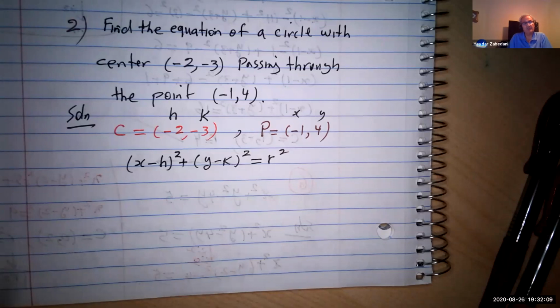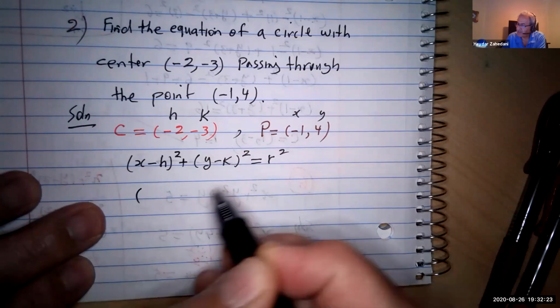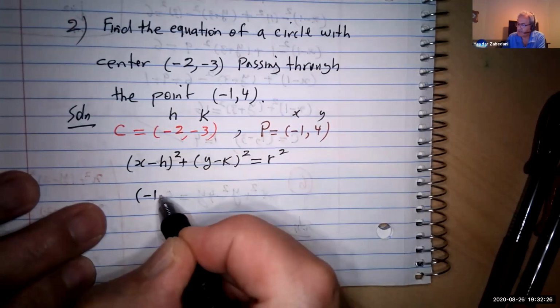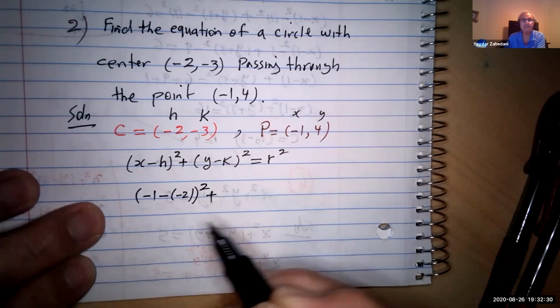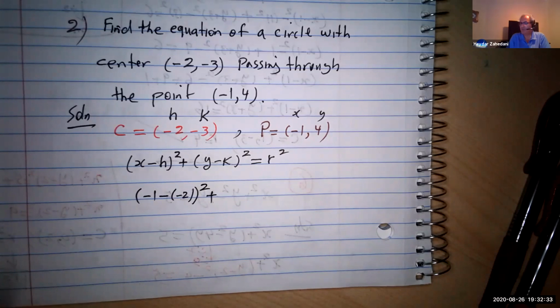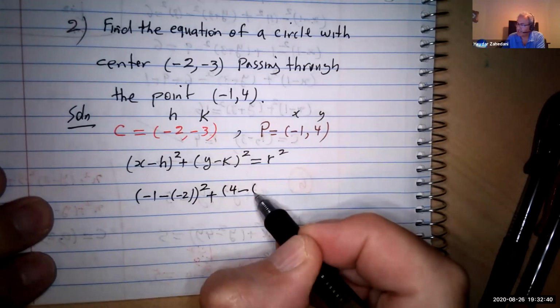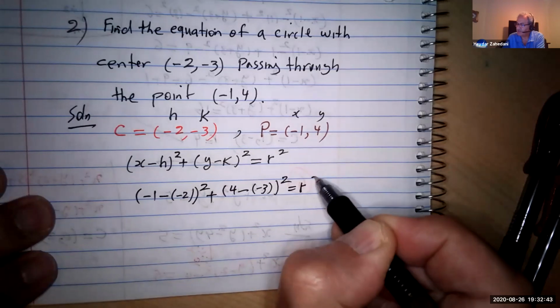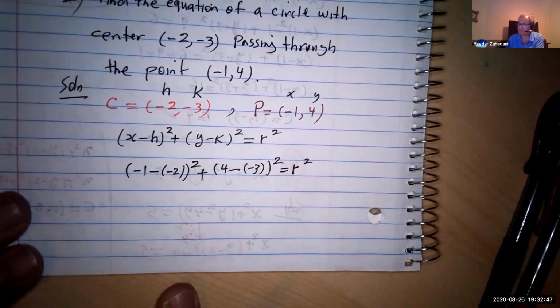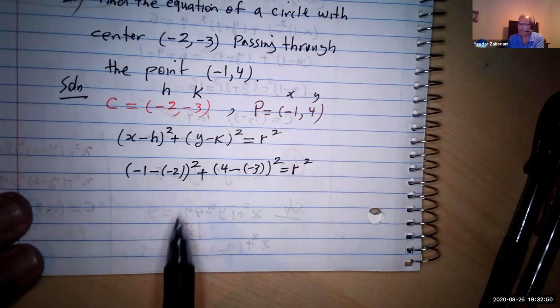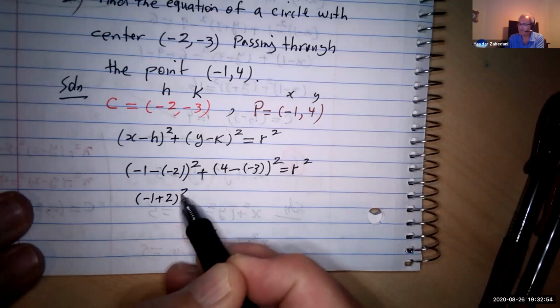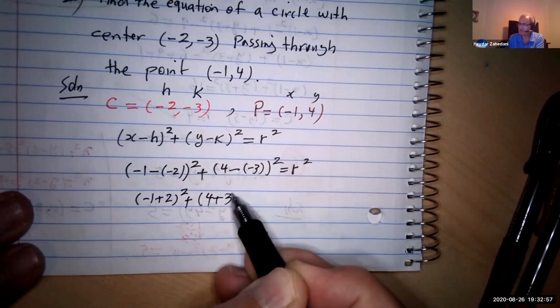Okay, so if a point and a center is given to you, just write the equation of a circle and substitute. Just make sure when you substitute, the algebraic operations and negative signs don't bother you. So this is it. x is −1, minus h, minus −2, all squared, plus y. y is 4, minus k, minus −3, all squared, equal to r squared. Simplify. Inside, negative would be positive, so that gives you −1 plus 2 here. That gives you 4 plus 3 here, squared, equal to r squared.